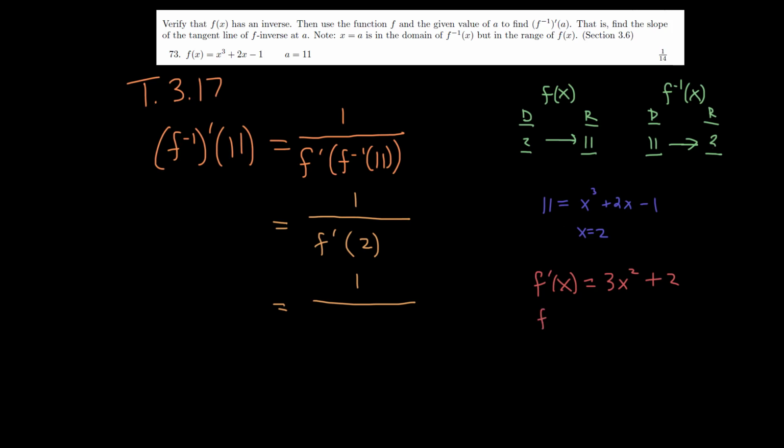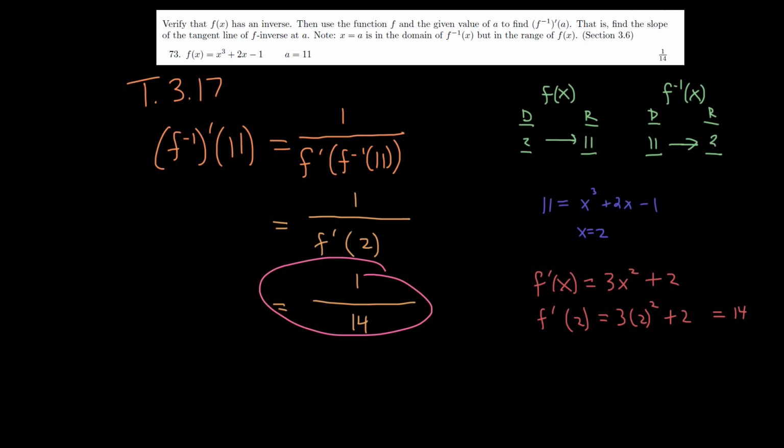So what is f prime of 2? F prime of 2 is 3 times 2 squared plus 2, which equals, okay, 2 squared is 4, times 3 is 12, plus 2 is 14. So going back over here, the denominator here is simply 14. So there is our answer. 1/14 is the slope of the inverse function at 11.